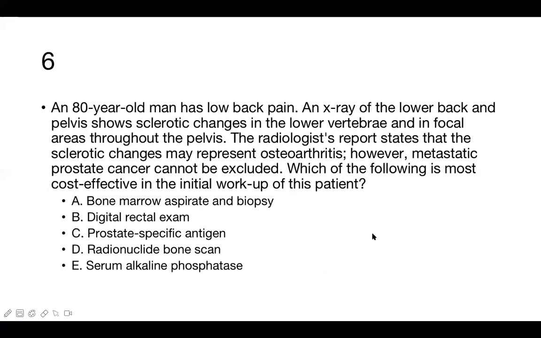But all those tests must be done once you suspect adenocarcinoma of the prostate. Even prostate-specific antigen should be done. Even serum alkaline phosphatase should be done because the metastasis from carcinoma of prostate is osteoblastic type of metastasis. So osteoblast will come into the picture and alkaline phosphatase comes from osteoblast. They don't come from osteoclast. So even alkaline phosphatase will be high here.